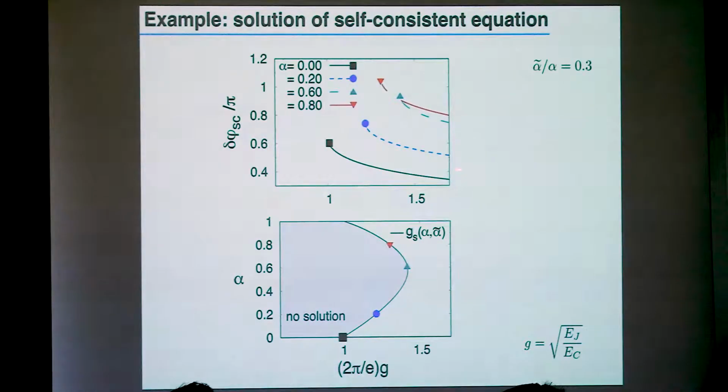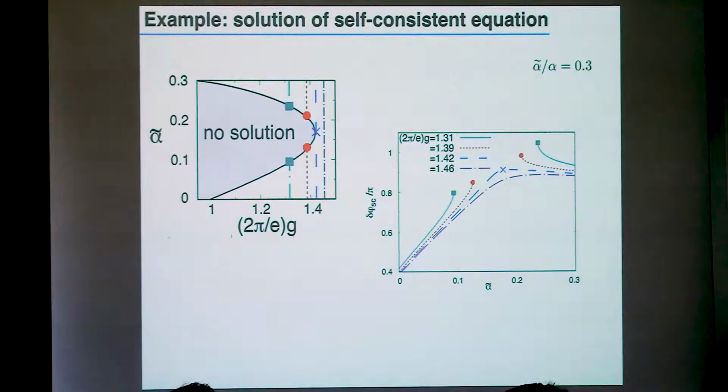For instance, with increasing dissipation, you see that the fluctuation goes up. At some point, you don't have any more solution. You can repeat the same procedure for different ratios, and then you can collect all these points as a function of G and as a function of alpha, and then you obtain this kind of critical line. When you don't have any more solution, you can associate it to the phase without ordering, and this phase corresponds to the phase with ordering, so the superconducting phase.